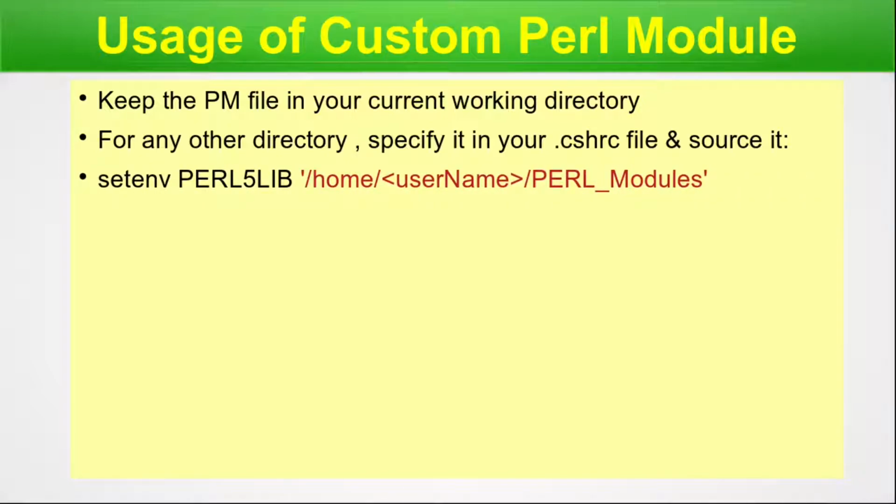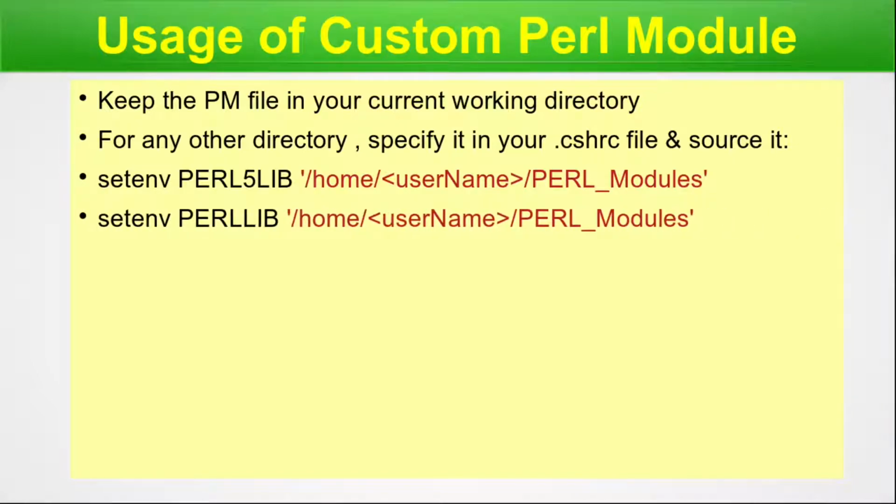We can set the environment variable: setenv PERL5LIB, all in caps. Then you give the path of the folder where you keep all the pm files. So if you have written 10 pm files, you can keep them in this particular folder, and in your cshrc file you can write this. Again, if it is not Perl 5, then you can write setenv PERLLIB and specify again. So it's better you specify both.